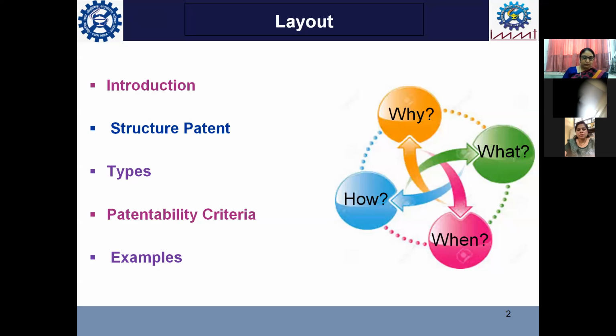So any kind of invention, if it satisfies the patentability criteria, then only it gets eligibility for the award of the patent. Otherwise, it will be rejected. Sometimes, as an inventor, you would be the best person to judge the criteria. Finally, we'll also take up some examples to understand the criteria of patentability.